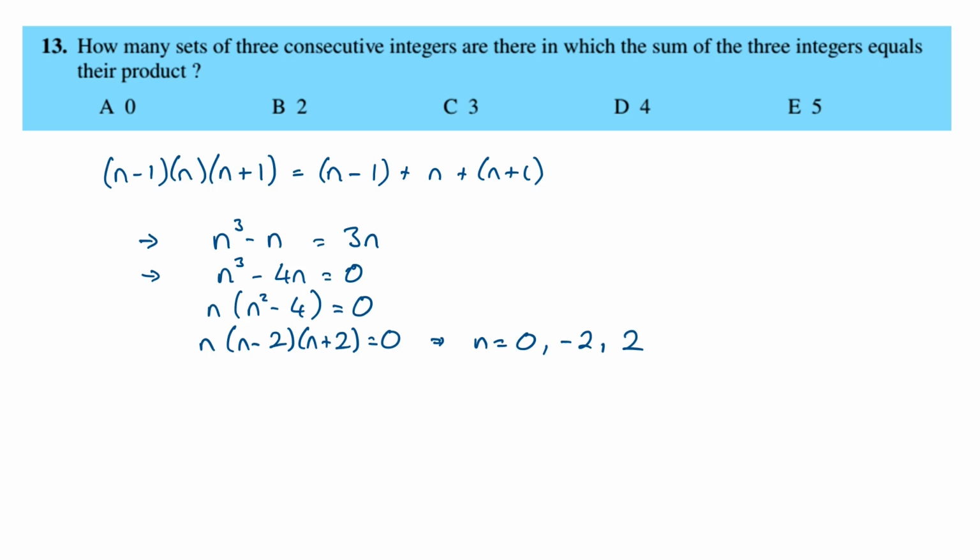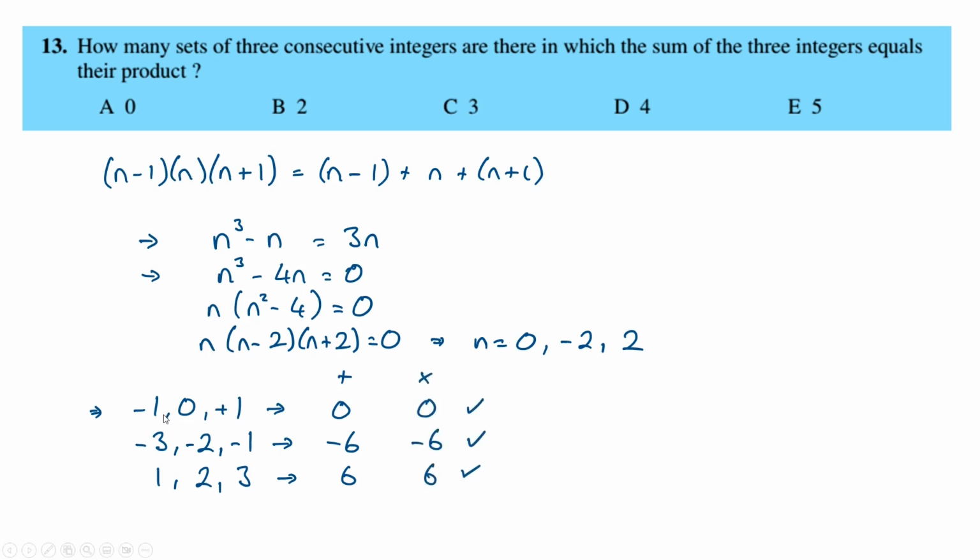So it's always worthwhile, especially if you've got 30 seconds or so free, just try those values. As I said, n equals 0 gives me minus 1, 0 and 1. They add to make 0, multiply to make 0, so that works. Minus 2 gives me minus 3, minus 2, minus 1. Again, those numbers work, and 1, 2 and 3, same thing. All 3 numbers work. The answer to the question is C. There are 3 values of n which solve the equation.